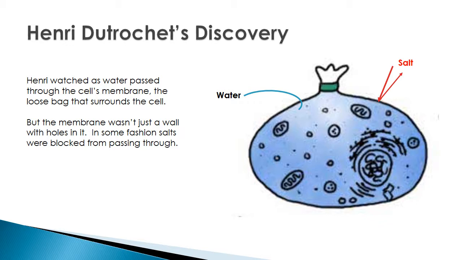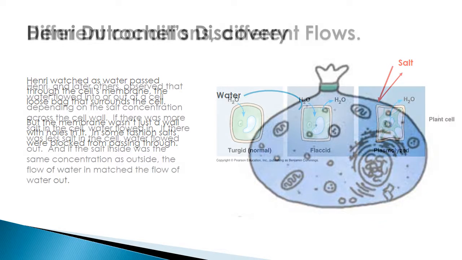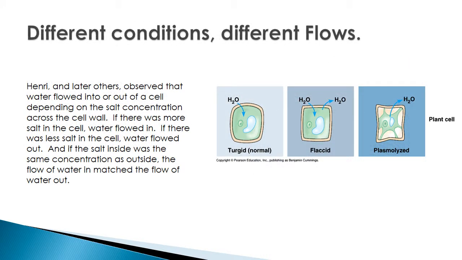But the membrane wasn't just a wall with holes in it. In some fashion, salts were blocked from passing through. Henri and later others observed that water flowing into or out of the cell depended on the salt concentration across the cell wall. If there was more salt in the cell, water flowed in. If there was less salt in the cell, water flowed out. And if the salt inside was the same concentration as outside, the flow of water in matched the flow of water out.